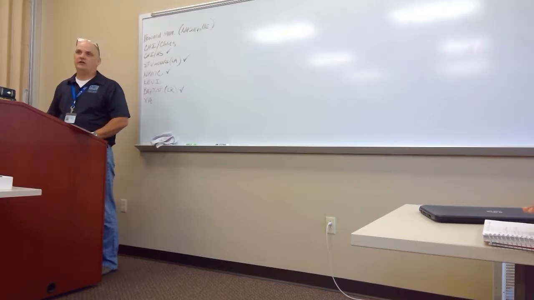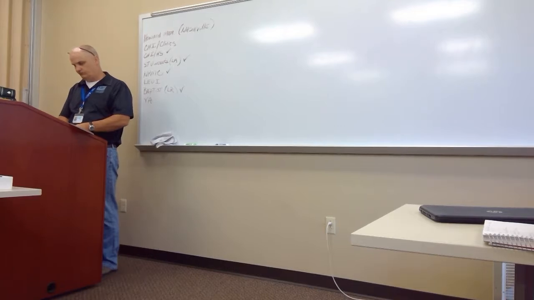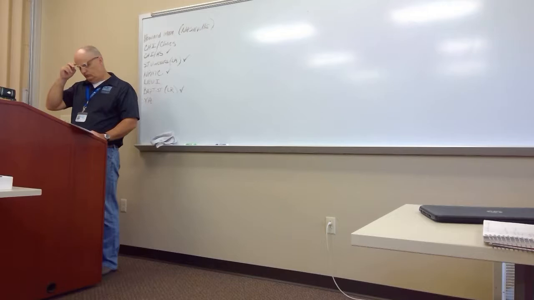How many nephrons are in each kidney? 1 to 1.5 million. A lot, right? 1 to 1.5 million.